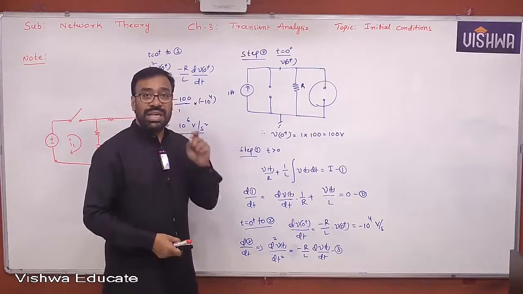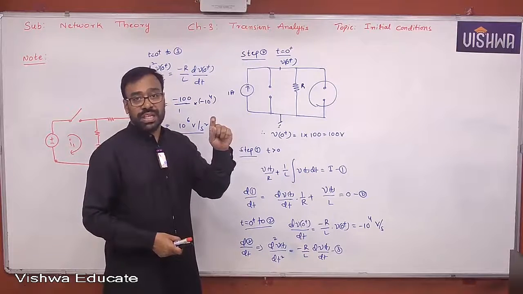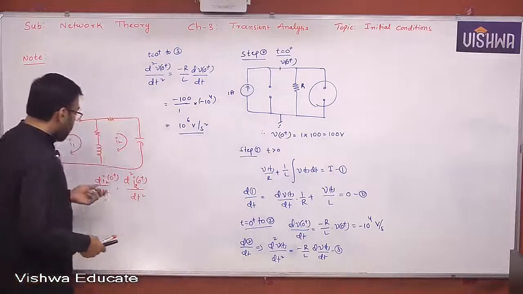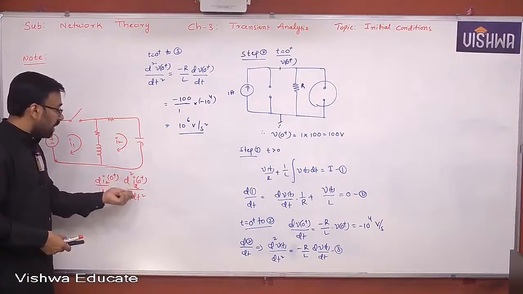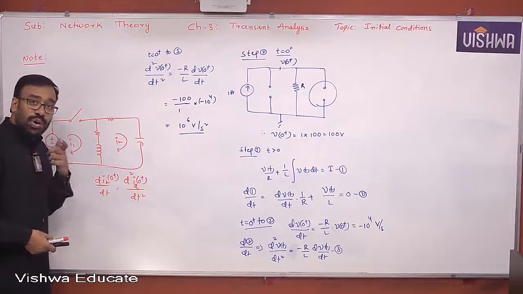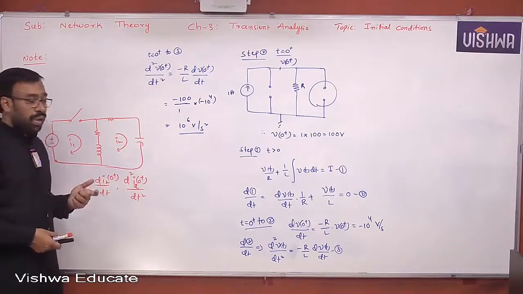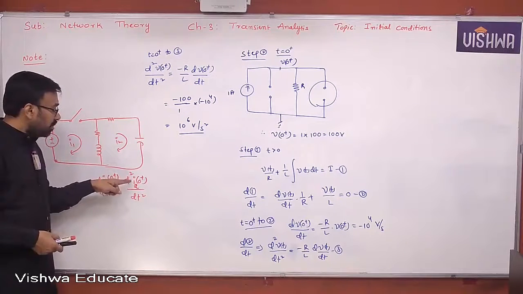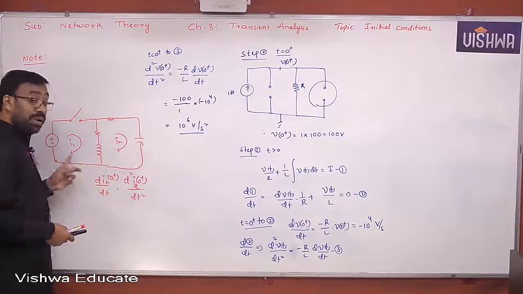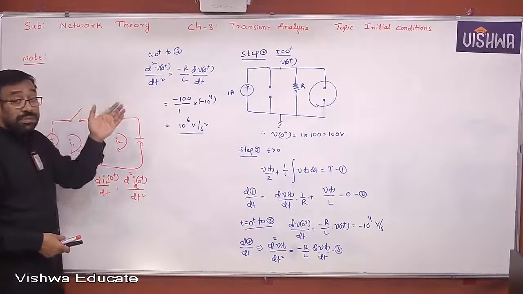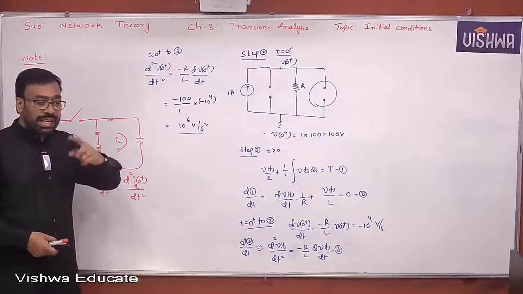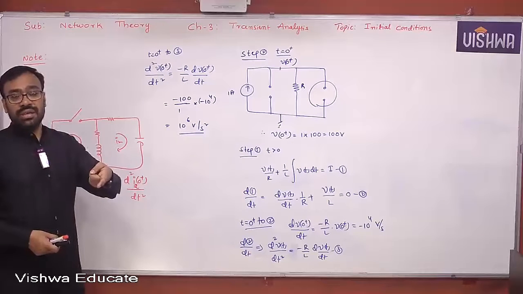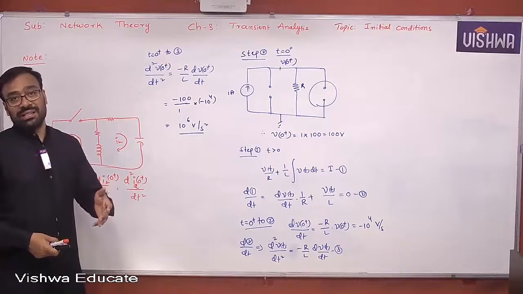Yes or no, all of you? Only in terms of v of t it is supposed to be expressed. So here, even if you want I2, di2 by dt or d square I2 by dt square, if you want to get the differential equation in terms of I2, when you have multiple loops or multiple nodes, then getting the differential equation in terms of the desired quantities will definitely be a difficult task.